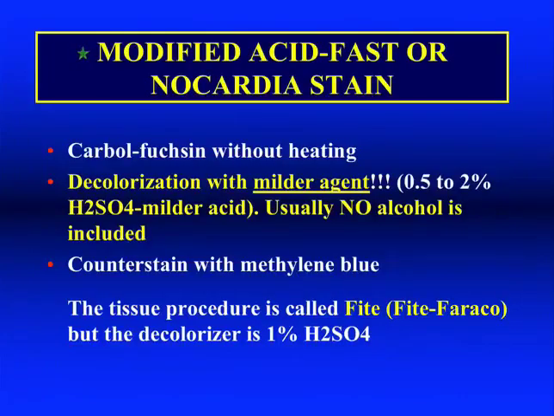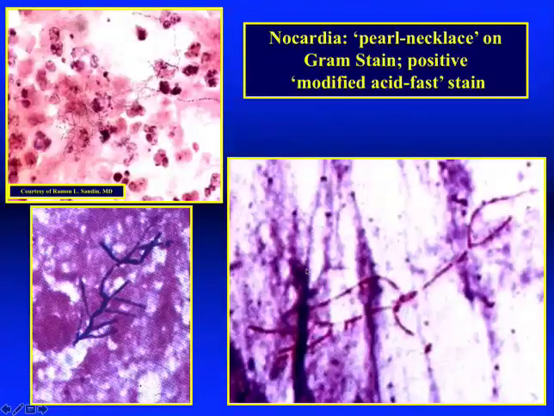And that's the modified acid-fast or nocardia stain, where we still use the carbol-fuchsin without heating of a Kinyoun, but we decolorize with a milder agent. Why is it mild? Because there's no alcohol. And it uses a milder concentration of sulfuric acid. And we still use methylene blue as our counterstain.